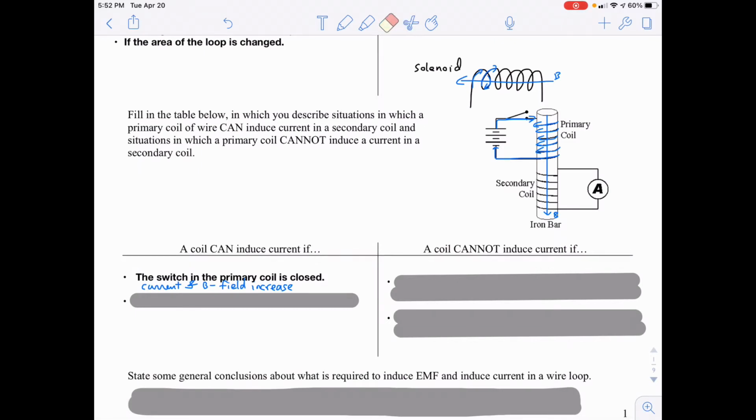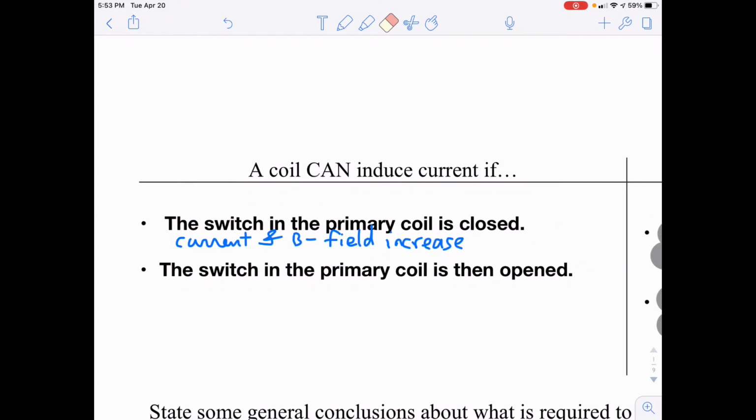The second way we can induce current in the secondary coil from a primary coil is if the switch of the primary coil is then opened. So simply closing the switch increases the current, and then when you open the switch, the current shuts off, which means the current and B field, magnetic field, will immediately decrease.